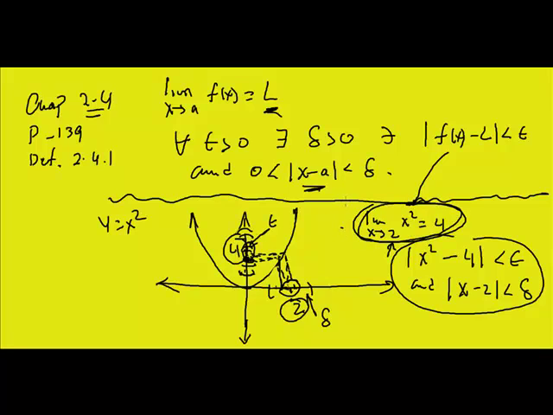So that's basically the definition of epsilon delta. Epsilon is a neighborhood around L, and delta is the neighborhood around a. Okay, now let's do a problem. Okay, that is easy to work with.